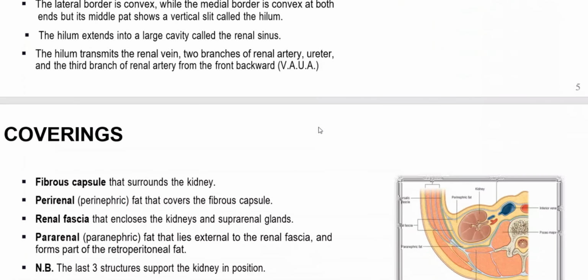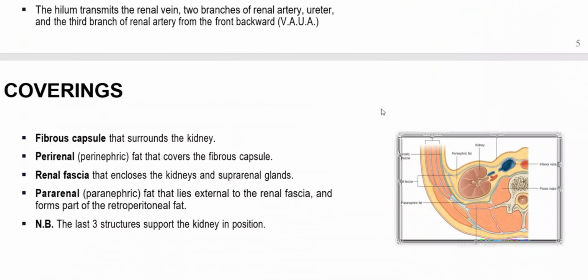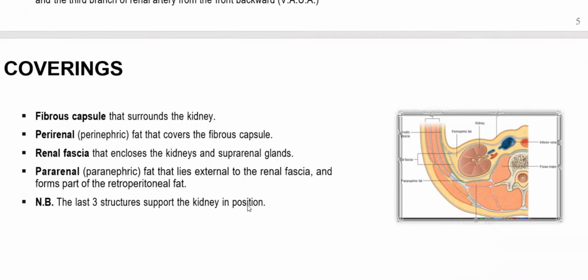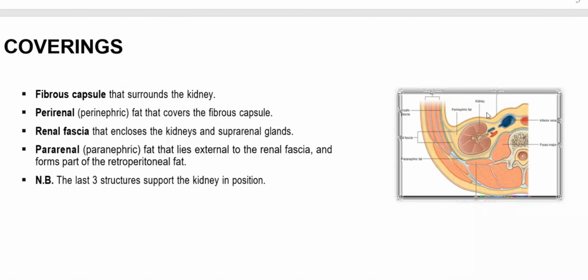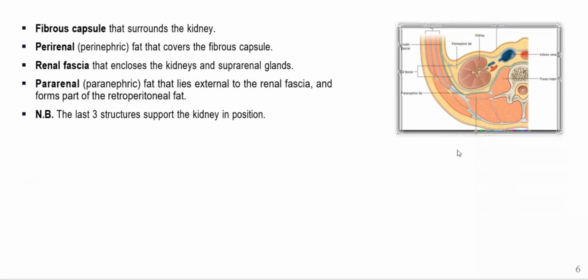And if you see the coverings, there are many coverings: the fibrous capsule that surrounds the kidney, perinephric fat that covers the fibrous capsule, the renal fascia that encloses the kidney and suprarenal gland, and the fat external to the renal fascia that forms the retroperitoneal fat. So these are the covering structures of the kidney.